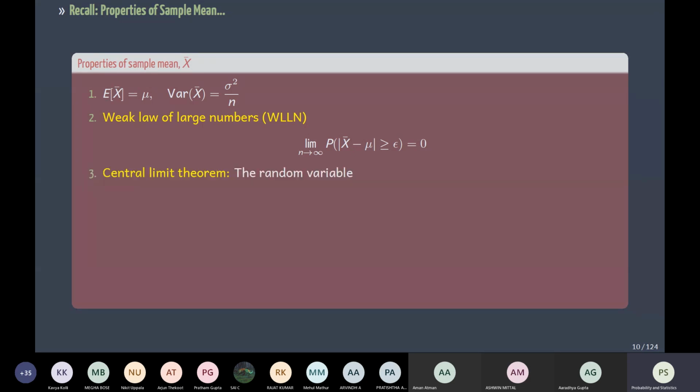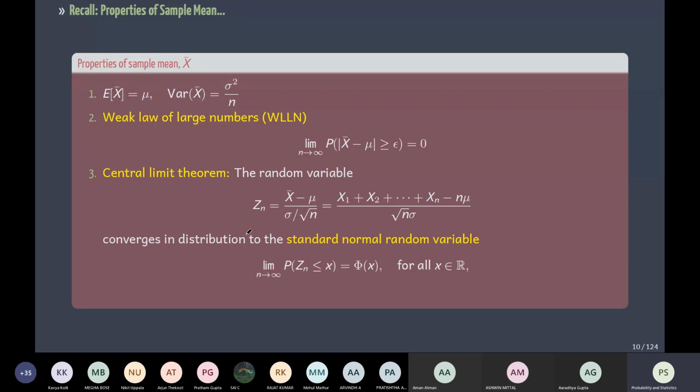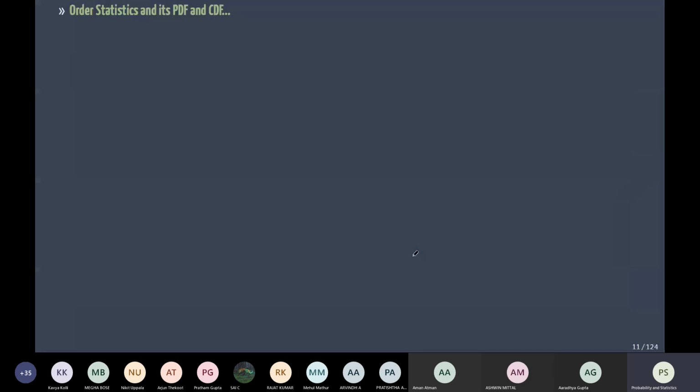And we also know central limit theorem. So this is how we construct Zn using the sample mean. We scale by the mu and the variance and so on. And then we know that Zn as n tends to infinity starts behaving like a standard normal distribution. In other words, the limit as n tends to infinity is given by the standard normal. So these are the properties of sample mean we have recalled, which are like weak law of large numbers and central limit theorem.